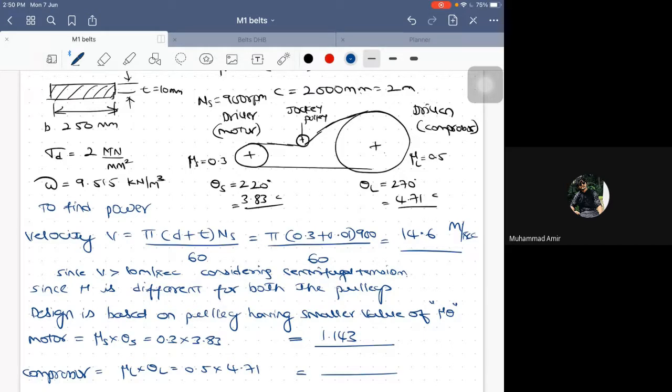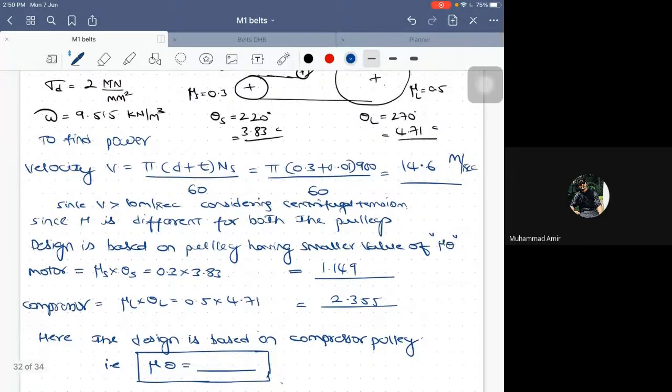You cannot say it as weaker. But you can decide that you will consider this particular value. That's it. 1.149, sir. Okay. So 1.149 and 2.355. So which one is smaller? Motor pulley or compressor pulley? Mu theta value. So motor pulley has been smaller. So pick this particular value based on the motor pulley. Motor pulley mu theta value is 1.149.